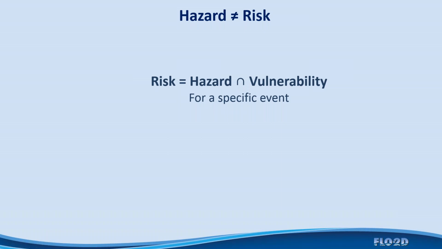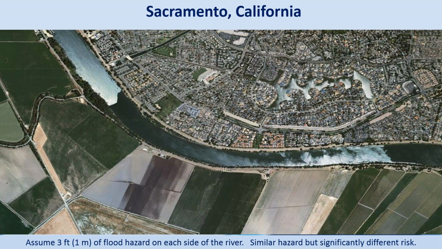Now, if all of this is a little confusing for you, I present to you this very demonstrative example to define the difference between hazard and risk. Here's the Sacramento River in Sacramento, California. You can see that there's one portion of the floodplain that's well developed and the other portion is just farmland. If you were to have a major flood event resulting in, say, 1 meter of flooding across most of this floodplain, overtopping the levees, and the flood depth on both sides of the river was roughly 1 meter or 3 feet, then you would have essentially equal hazard on each side of the river.